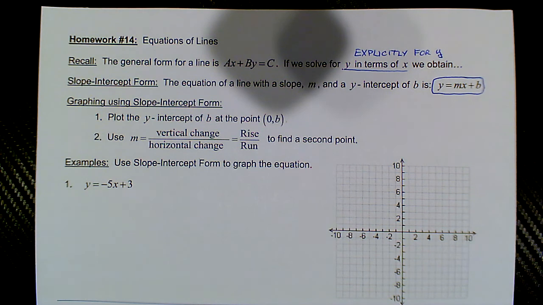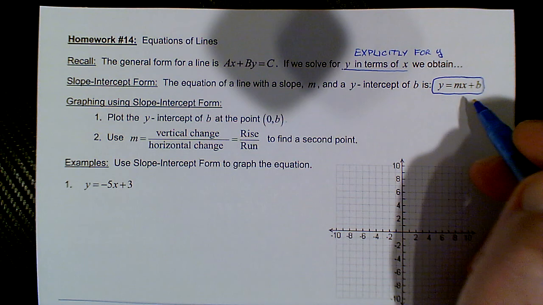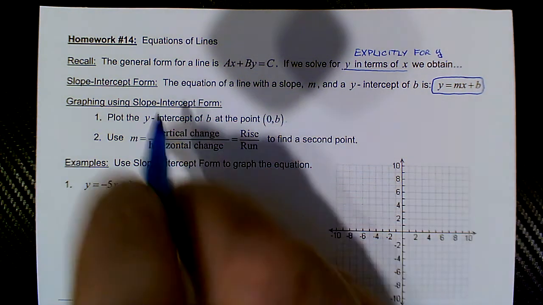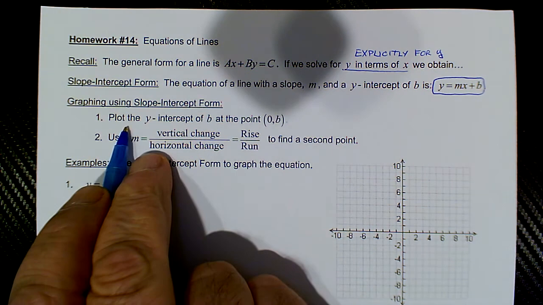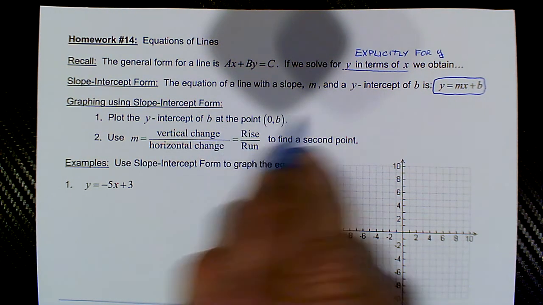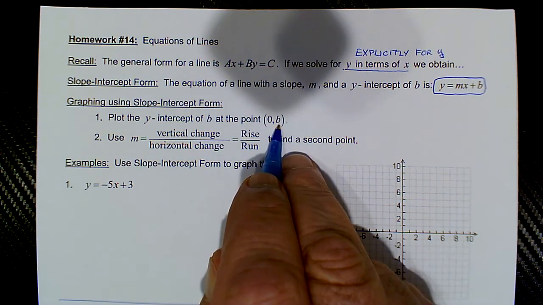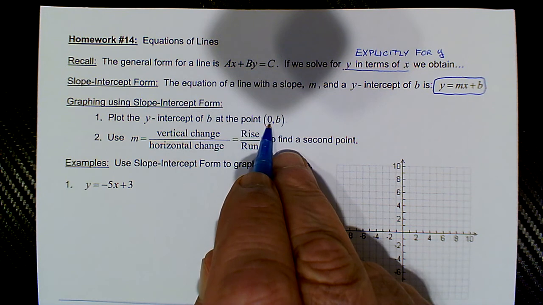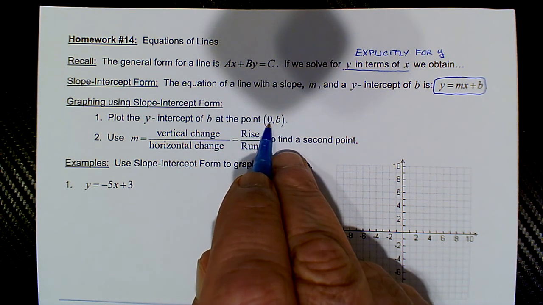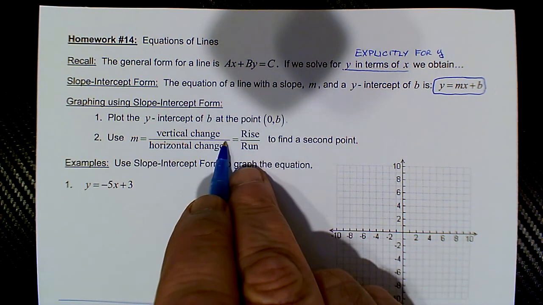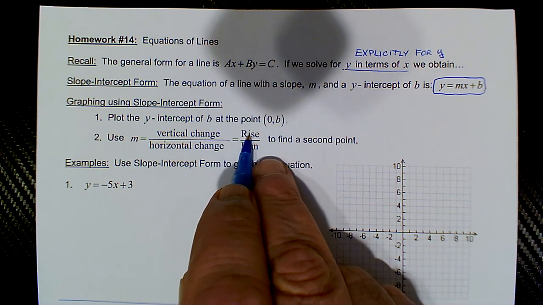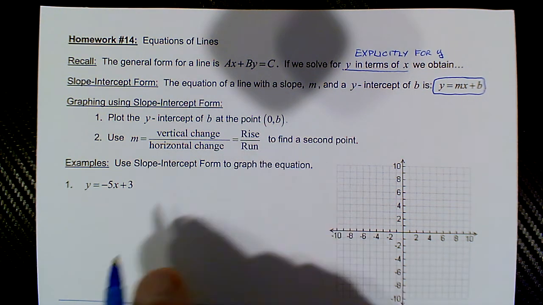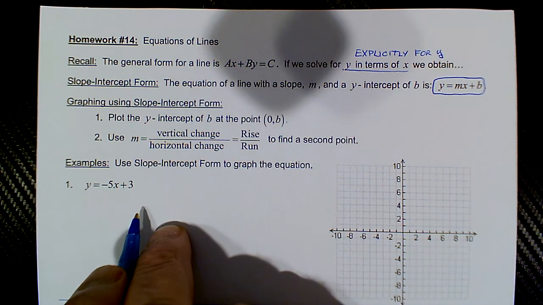And we are now going to use it to graph the line. So if we want to graph using this form, what we could do is plot the y-intercept b, and that's at the point (0, b), because remember at the y-intercept the x-coordinate is 0. And then we use the concept of the slope, meaning vertical change over horizontal change, or more simply we'll refer to it as rise over run, to find a second point. So we already know how to identify the slope and the y-intercept.